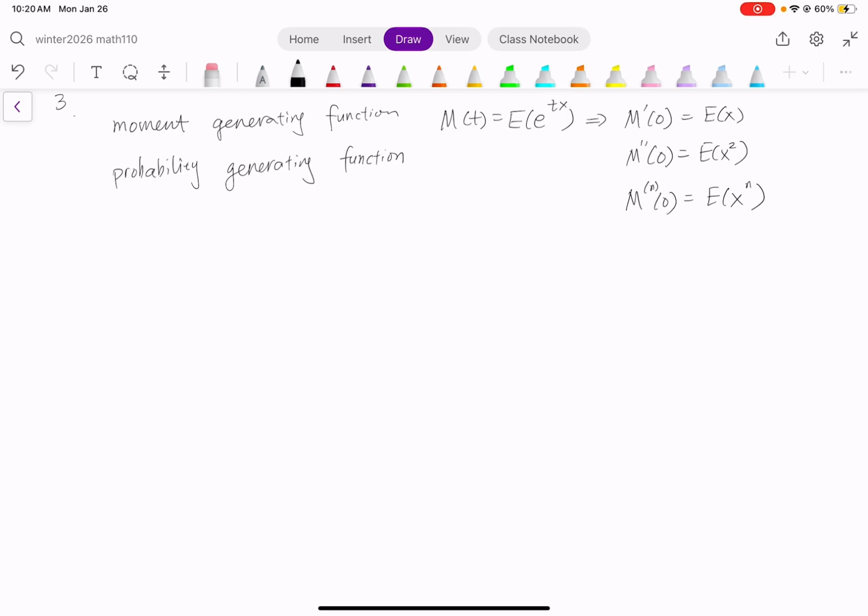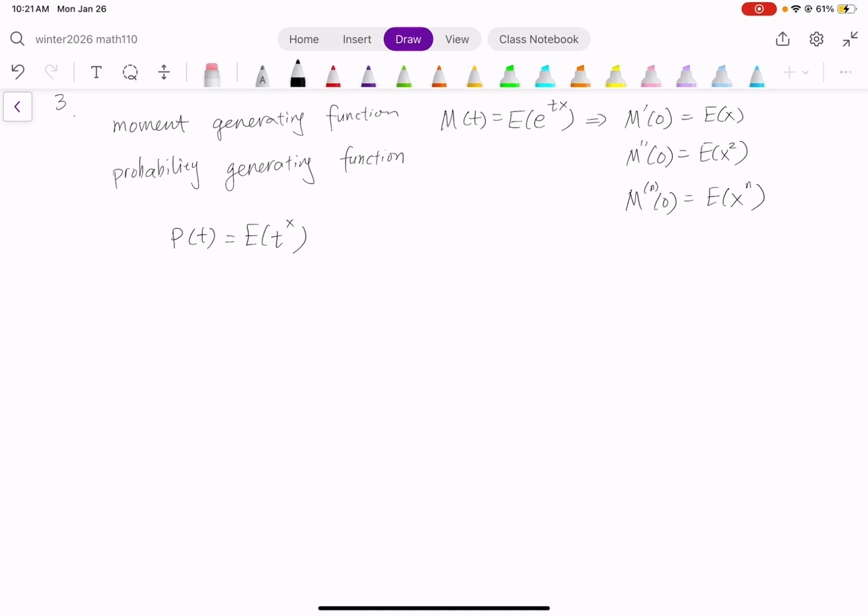Now, the next one is the probability generating function. Just like the name says, it helps you to generate probabilities. But the way to use it is slightly different. For the probability generating function, you get P of t. It's also a function of t, and it's the expected value of t to the power of x.